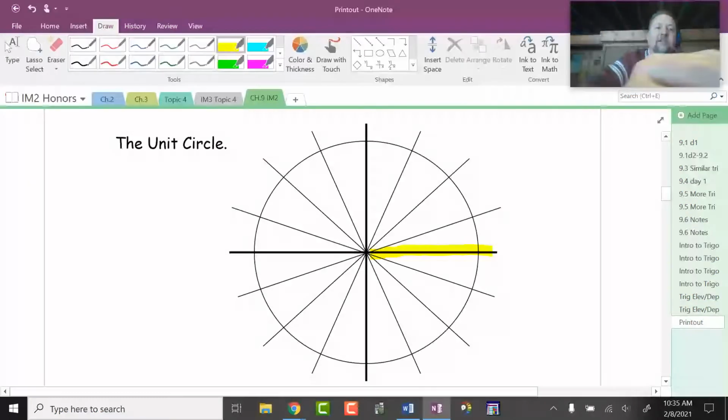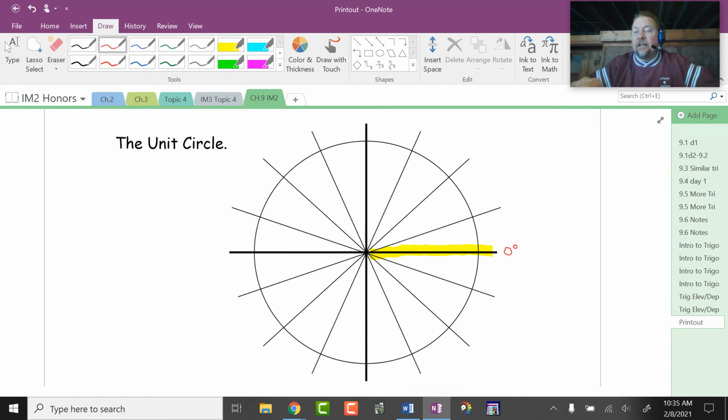So the first thing is, what's that angle measure? That's 0 degrees. And that just means you didn't go anywhere. So 0 degrees means you have a terminal side that is the positive x-axis.